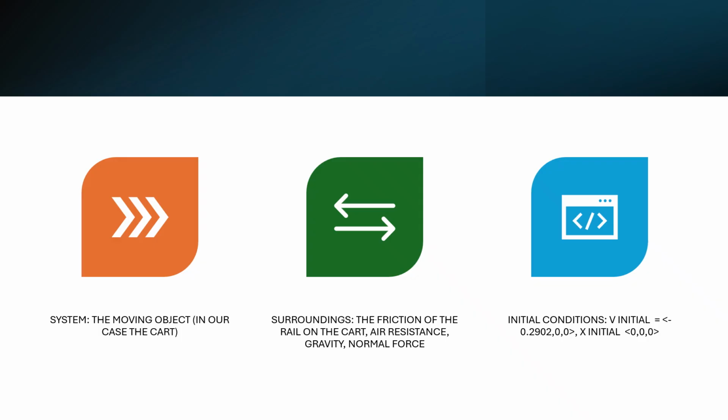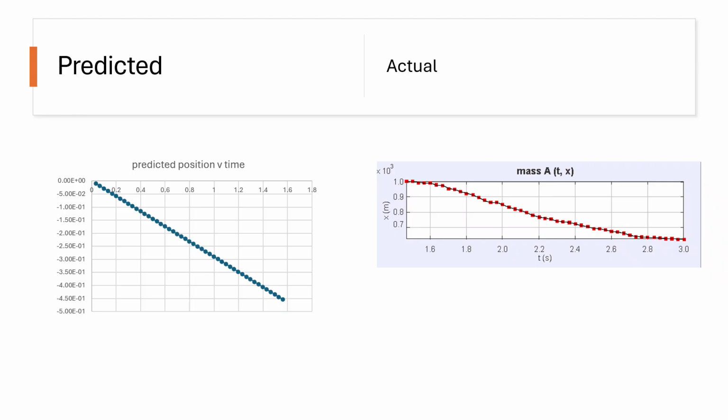Next slide. We have our predicted graph, which is given by our GLOW script, and we also have our actual graph, which is given by Tracker. These are just basic position versus time graphs. Again, these are going in the negative direction because we moved our cart in the negative direction, that being left.